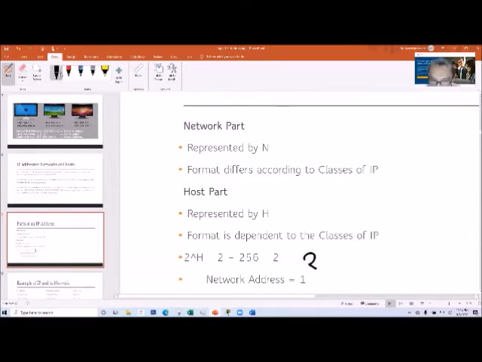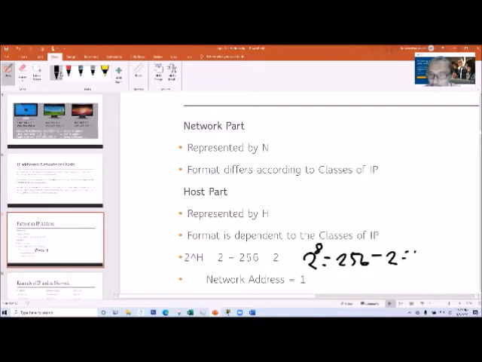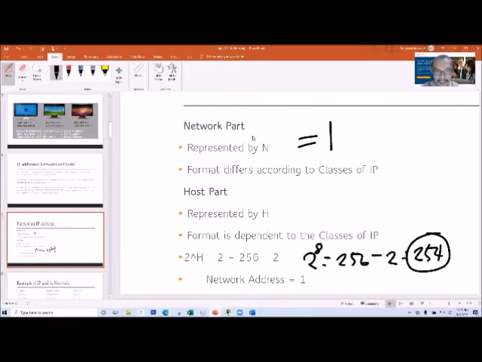Therefore, an h has 8 bits. So this is 256 minus 2. The minus 2 will always be there. That's why you can create about 254 IP addresses in a particular class of IP, like for example, class C. And take note also that the network part is always 1 and the host part is always 0. So later we will have to identify the difference between the ones and 0 that I am telling you and the all zeros, which is equivalent to the H.